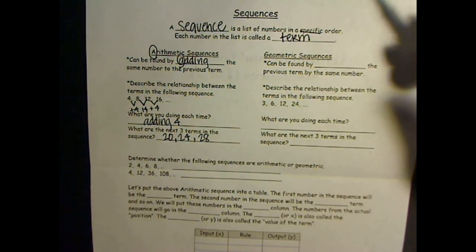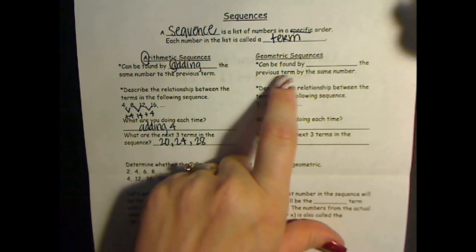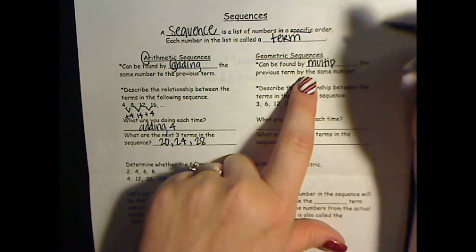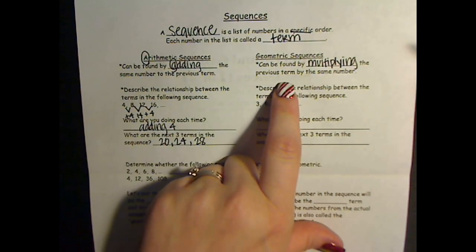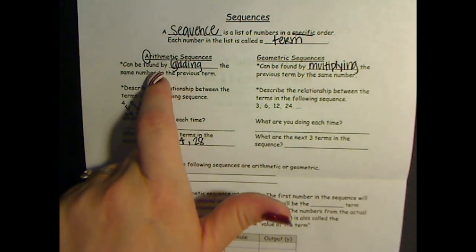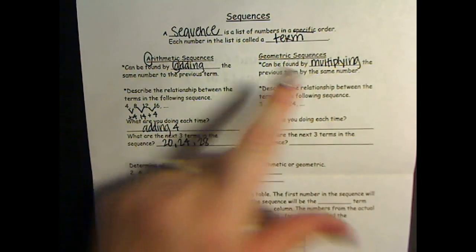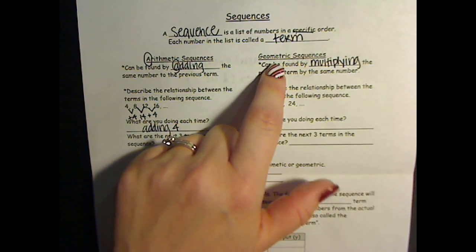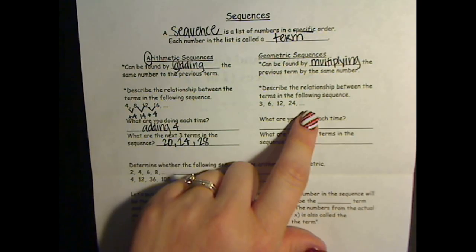Okay? A geometric sequence, that's the other one. That can be found by multiplying the previous term by the same number. So arithmetic is adding, geometric is multiplying. Remember, arithmetic and adding both start with A. Geometric sequences can be found by multiplying the previous term by the same number.